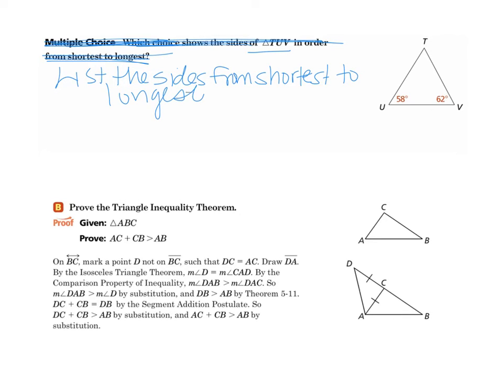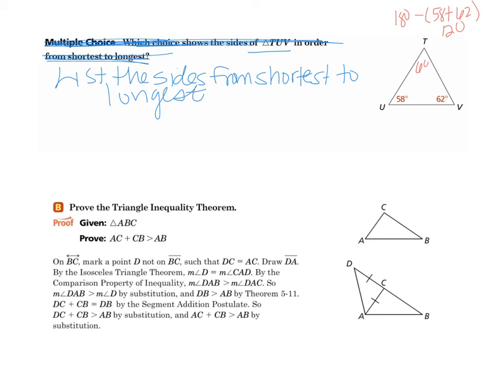When you list a side, you need to have the segment line above it because you're just talking about the side in general. In this picture, notice that we have a triangle and two of the angles are given. So in total, we know that it's 180. So we need to subtract the sum of 58 and 62. If we add 58 and 62, we find out that that's 120. Subtract that from 180 and you get that this is 60.